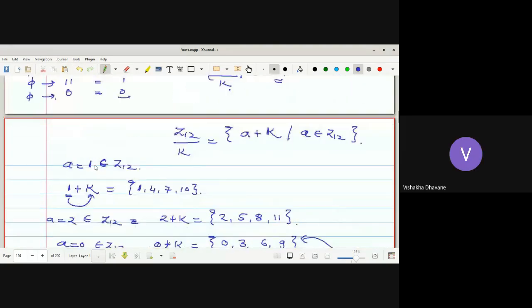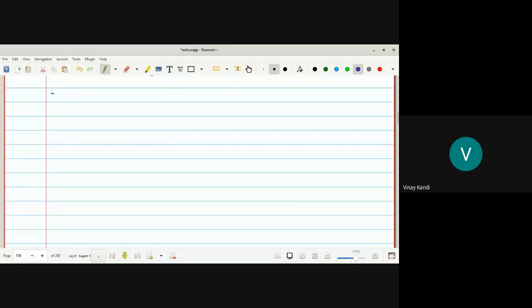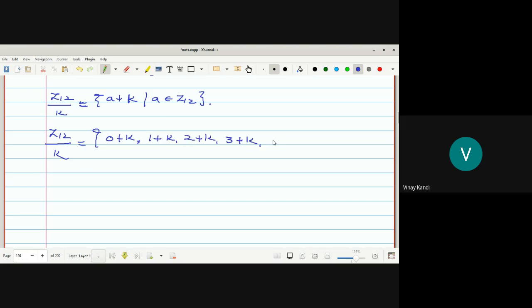Yes sir. That means this set will contain only these three distinct elements. When we write this set Z12 upon K, we cannot write every element. Z12 upon K is equal to a plus K such that a belongs to Z12. That is, Z12 upon capital K is equal to 0 plus K, 1 plus K, 2 plus K, 3 plus K, 4 plus K, up to 11 plus K. But here 0 plus K is equivalent to 3 plus K, 1 plus K is equivalent to 4 plus K, 2 plus K is equivalent to 5 plus K. Any doubt? In the set, we write one element only once, so there is no need to take the further elements.